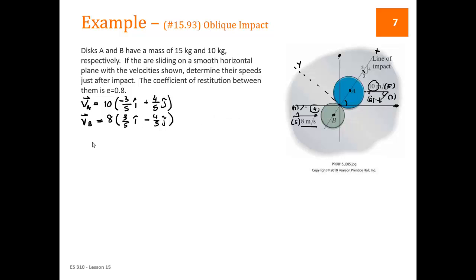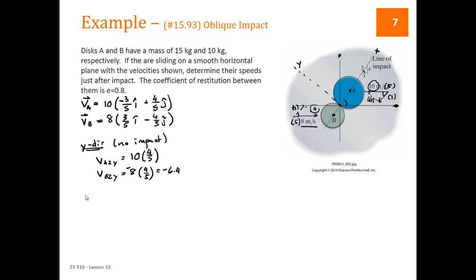Now let's look in the y direction. The y direction is the easy direction because no impact occurs in the y direction. If no impact occurs, then there's no change in velocity. So let's start with A. VA2y is equal to 10 times 4/5. It doesn't change. VB2y is equal to 8 times negative 4/5. Also doesn't change. This is negative 6.4.